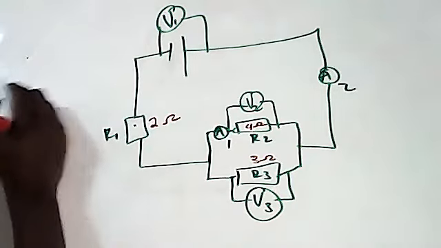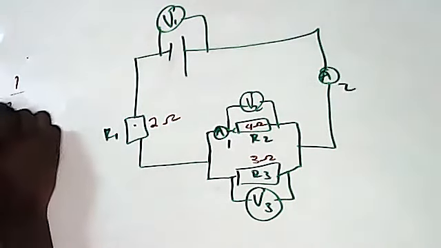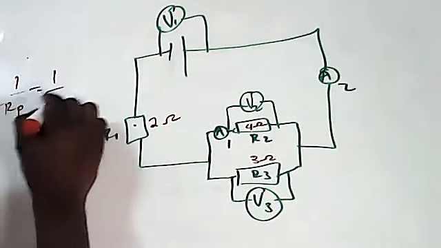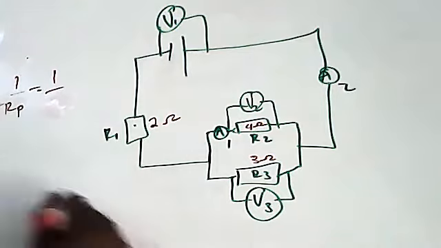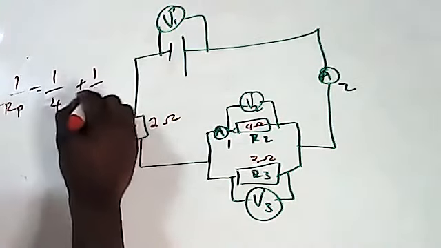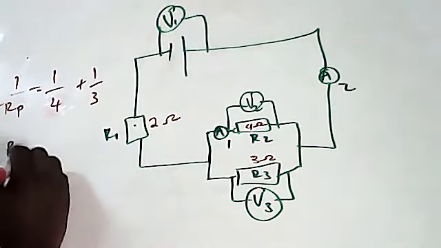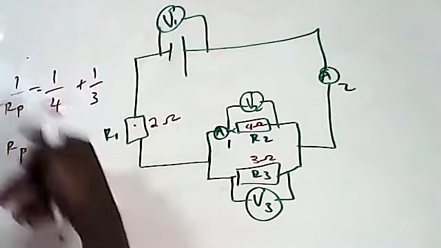So you should say 1 over resistance in parallel is equal to 1 over resistance 1 plus 1 over resistance 2. You should write that formula. But now I won't do that because we know it's 1 over 4 plus 1 over 3. You get the total resistance. Remember, at the end, you must swap, right? The numerator must be the denominator.